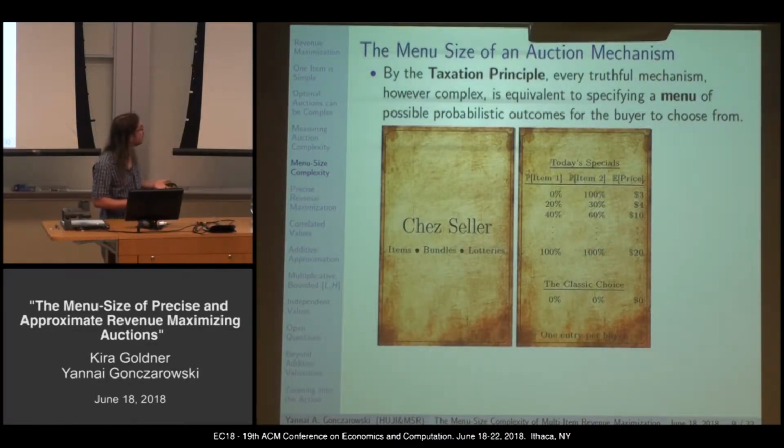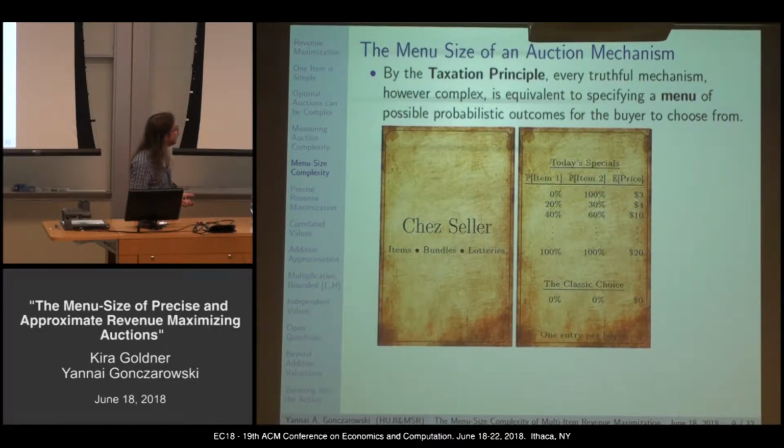We have the menu, and each line in the menu basically says this is a possible outcome of the mechanism that you can choose. So the first line here says you're going to get item 1 with no probability. Basically, you're not going to get item 1. You're going to get item 2 with 100% probability for sure. And you're going to pay an expected $3. You don't care how this is distributed. You only care about the expectation because you're a risk-neutral buyer.